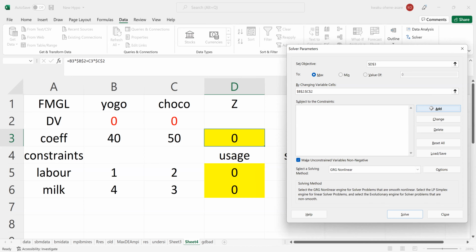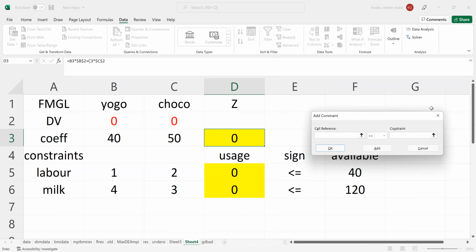The moment you do that, the constraint parameter dialog box will pop up. Now the constraint has two sides, the left side, the sign, and then the right side. Our left-hand side is called usage. Excel calls that cell reference. Our right-hand side is available. Excel calls that constraint. And then the symbol is there.